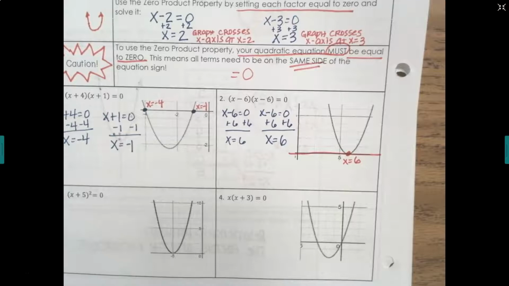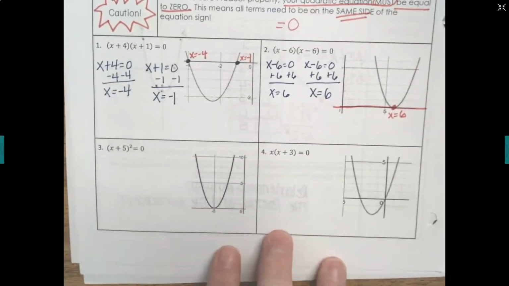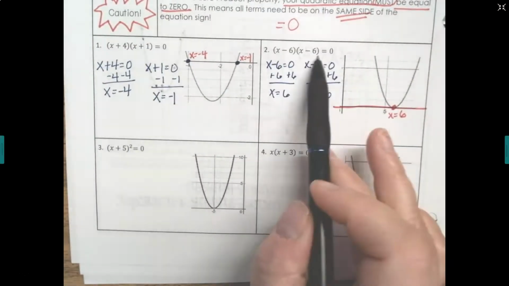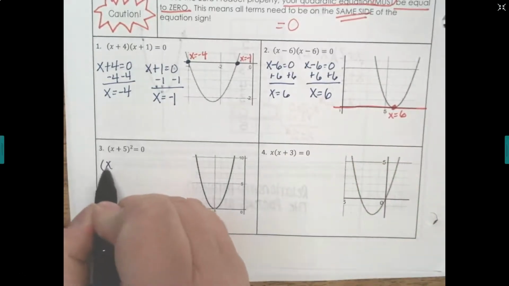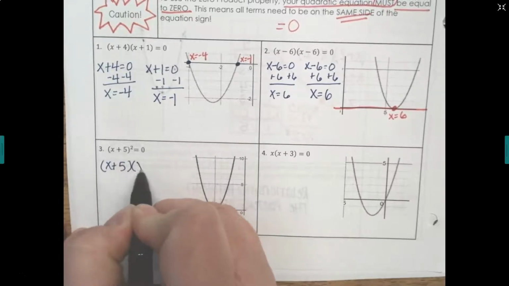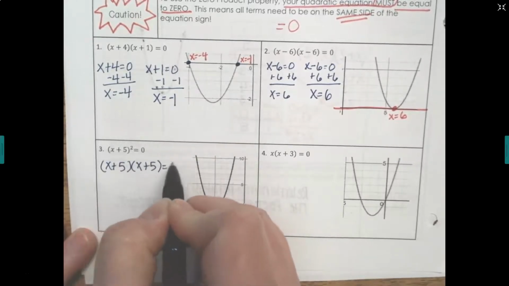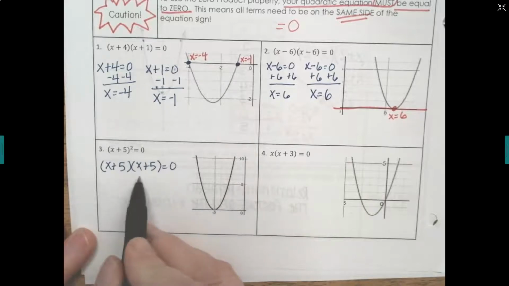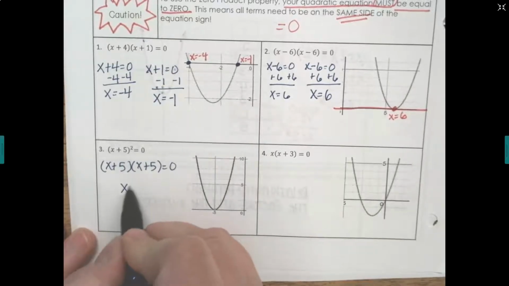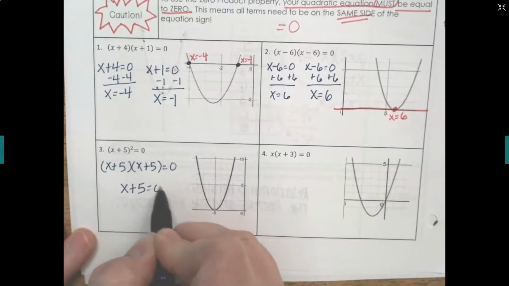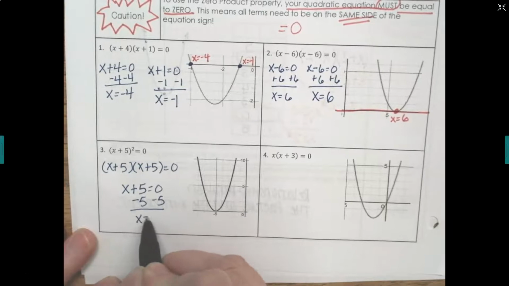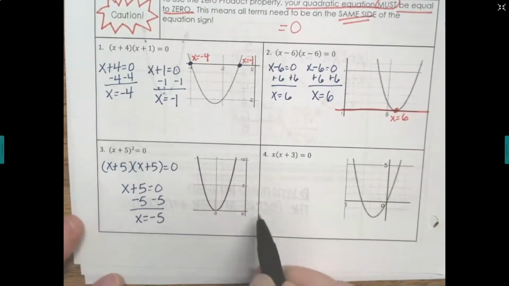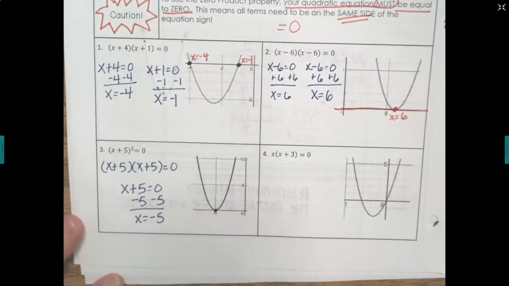So let's try that again with number 3. It's just a different way of writing it. Here I wrote them both out. This one says there are 2 x plus 5s. These mean the same thing. And we would solve them. And really, because they're the same, I'm only going to solve this one time, because it's going to give me the same number both times. So when I solve it, I get x equals -5. And when I look at my graph, there it is at -5.